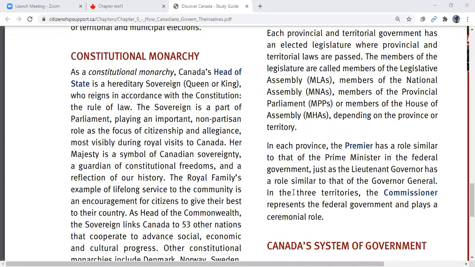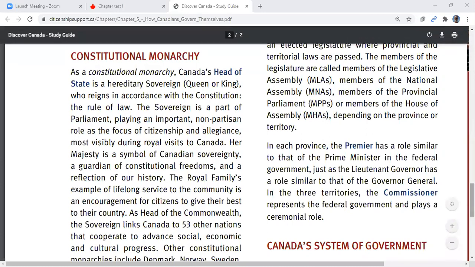And then the leader of the government in Canada is the Prime Minister, the federal government. Representing the Queen in Canada is the Governor General, and representing the Queen in the provinces is the Lieutenant Governor. Okay, lots of names here, lots of names.